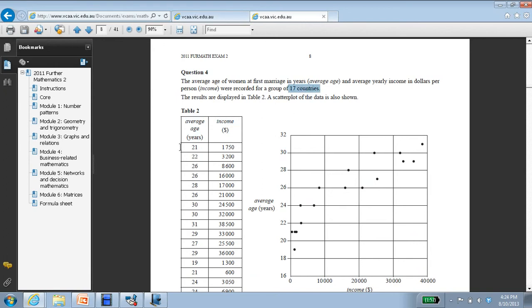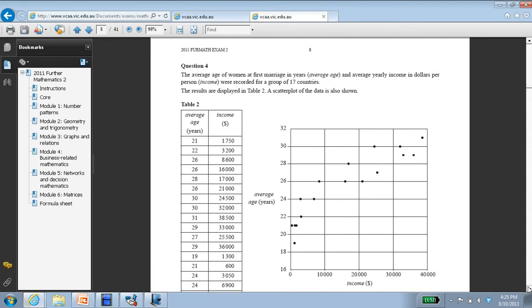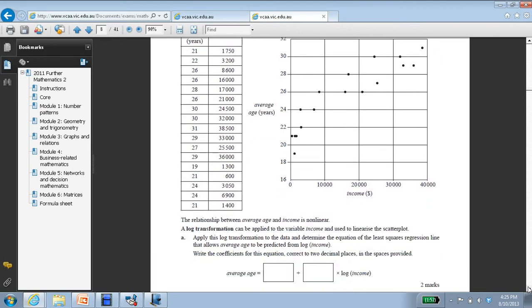for 17 different countries. So here's country number 1, and you know their women are on average 21 when they get married for the first time, and the average income per person is about $1,750. And then we've got other countries. This one, women are a lot older compared with the first country. They're 31 years old when they get married for the first time, and they also earn a fair bit more. And we end up with this sort of curvy looking scatter plot here. Okay, let's look at the questions. It tells us the relationship between average age and income is non-linear, which we can see.